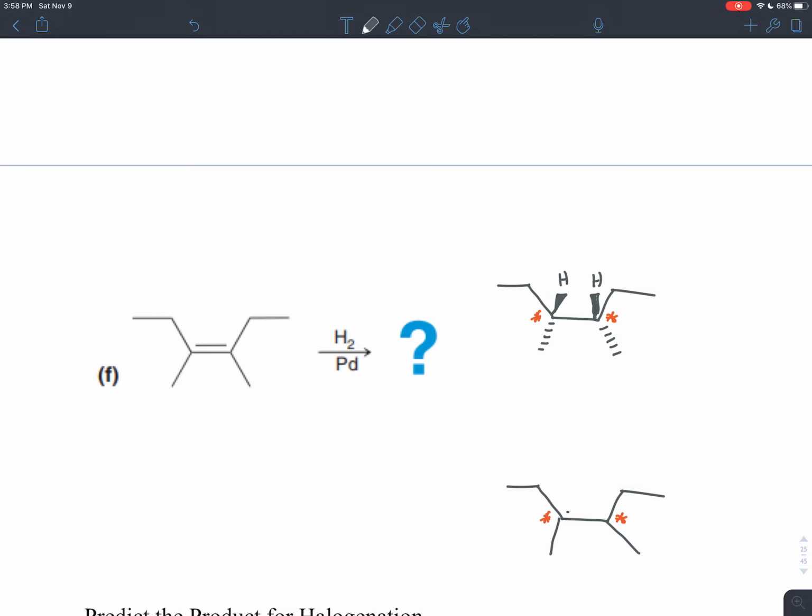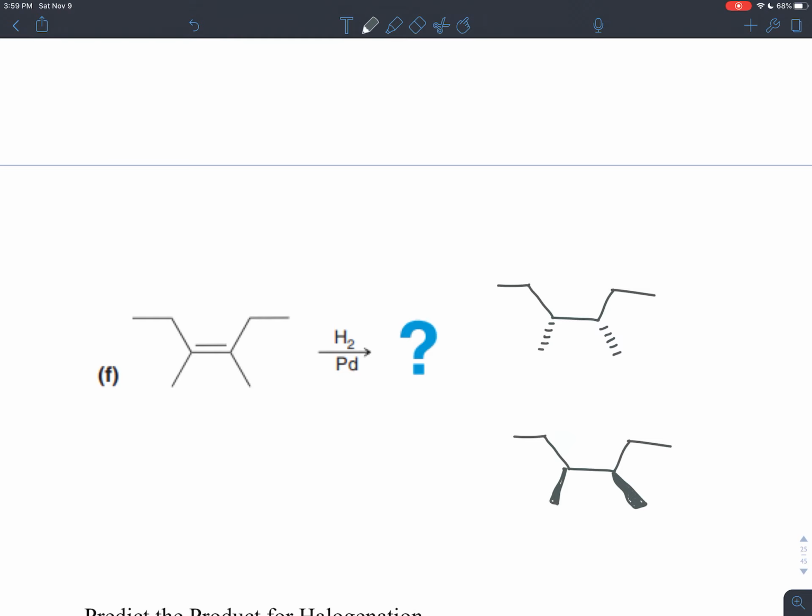or the two hydrogens will add going away on the backside, in which case those methyl groups would become solid wedges. They would get pushed to go toward you. So those are the two possible products. Let's just erase our hydrogens because those are implied in these skeletal structures. Those are the two possible products, and you'd get a racemic or 50-50 mixture of those two enantiomers in your product if you did this hydrogenation.